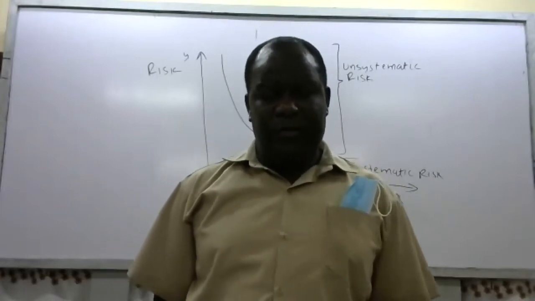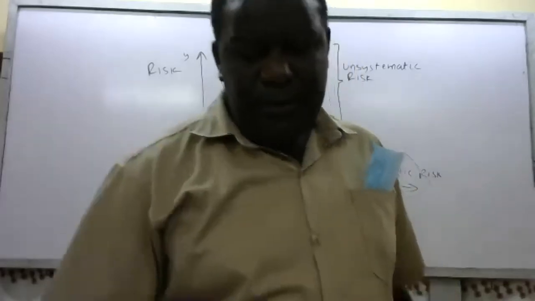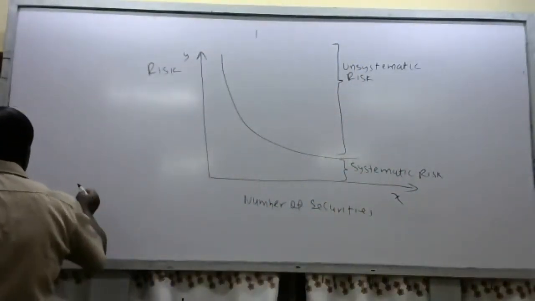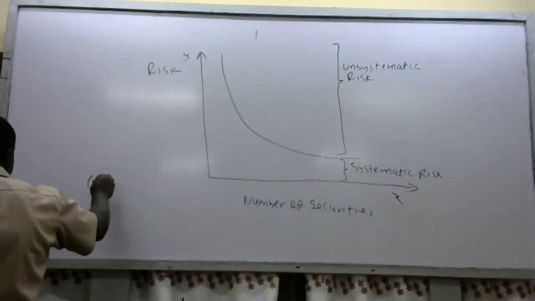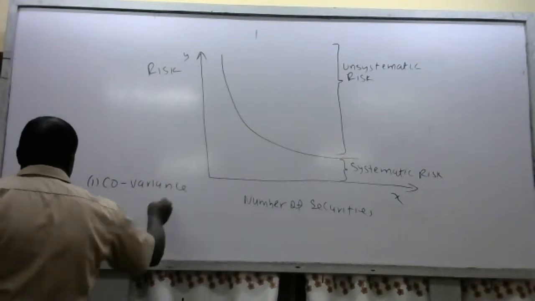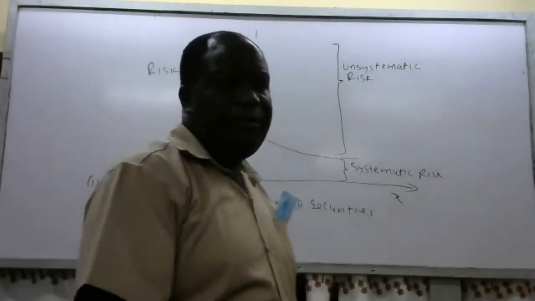So under that, we can summarize. We start with number one. Number one will be covariance.